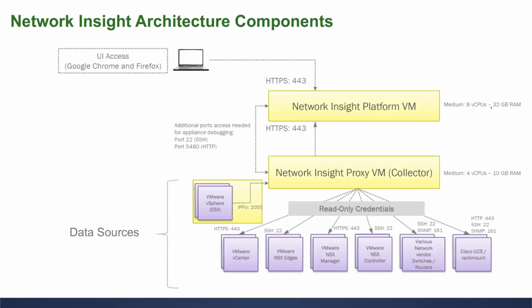Beautiful tool. How it works is basically the UI, or the user interface, talks to something called a Network Insight platform. Now this particular platform can be built to certain specifics. We have there a medium, which is 8 vCPUs, but this particular VM downstream talks to the collector. Now the collector is the one that actually reaches out to ESXi, vCenter, NSX Manager, the edges and the controllers, and it reports back that data. Read only, it's not going to change anything, but it reports back that data after it collects it to the platform box, which then in turn talks to you using your Chrome or your Firefox at your workstation.